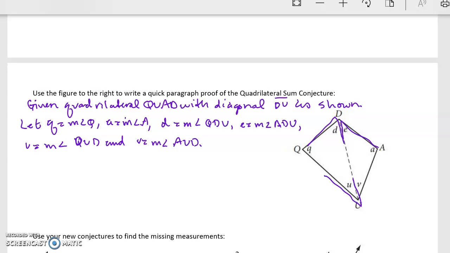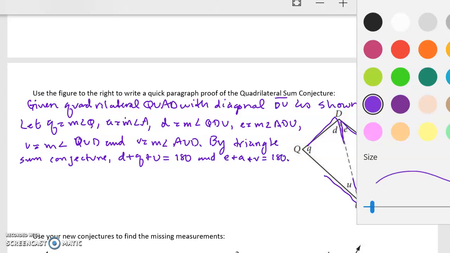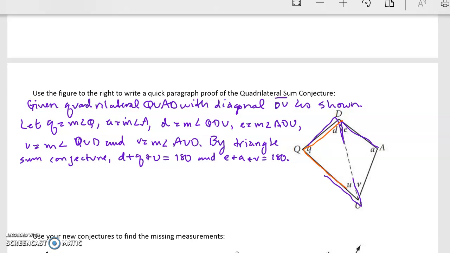Okay, so by the triangle sum conjecture, D plus Q plus U equals 180, and E plus A plus B equals 180. So now remember, we have this triangle here, which is the sum of D, Q, and U, and this triangle here, which is the sum of A, E, and B.